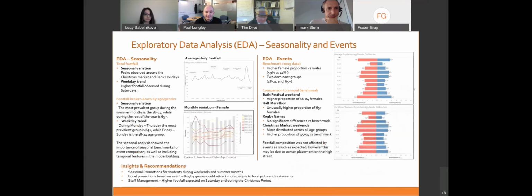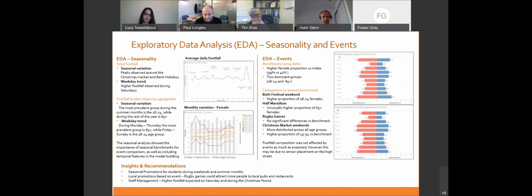First of all, I conducted some data analysis on both to understand which features in the data are important. I saw some patterns, especially for total footfall, where there is seasonal variation, as shown during the Christmas market, in the little chart on the right-hand side, as well as the weekday trend, where there's higher footfall on weekend days.